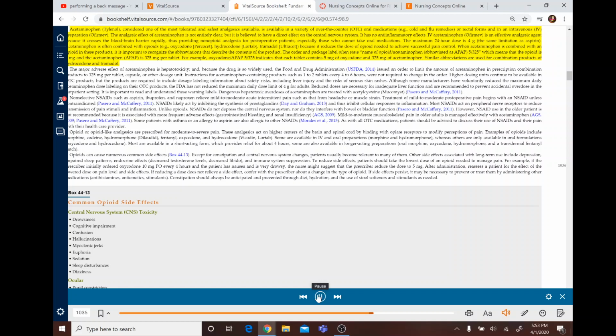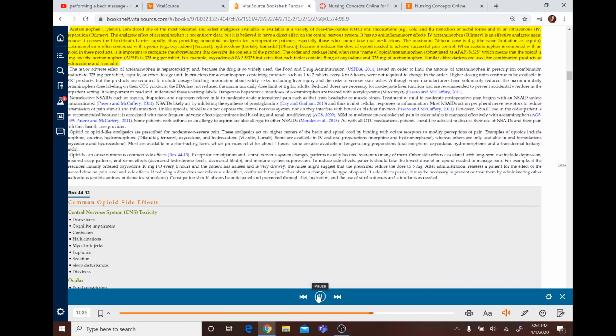IV acetaminophen is an effective analgesic agent because it crosses the blood-brain barrier rapidly, thus providing non-opioid analgesia for postoperative patients, especially those who cannot take oral medications. The maximum 24-hour dose is 4 g, the same limitation as aspirin. Acetaminophen is often combined with opioids, for example oxycodone Percocet, hydrocodone Lortab, tramadol Ultracet, because it reduces the dose of opioid needed to achieve successful pain control.